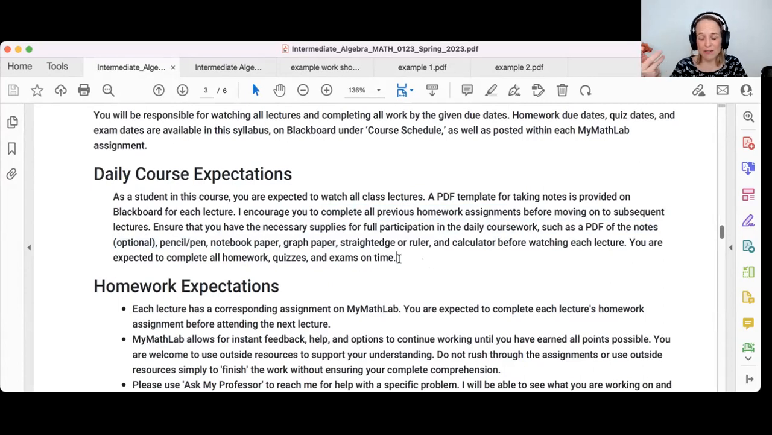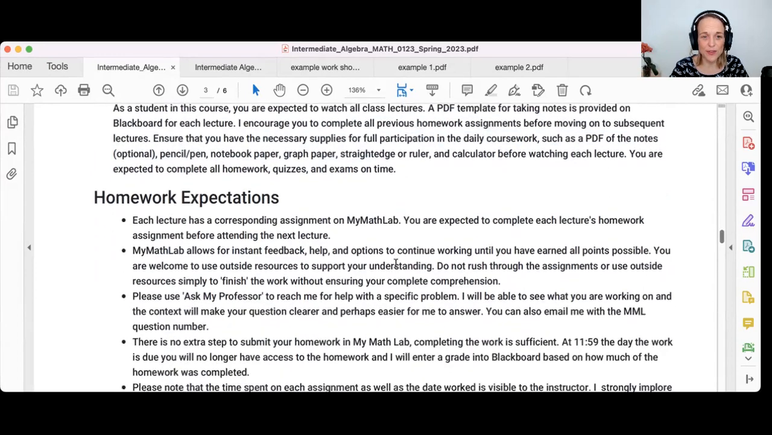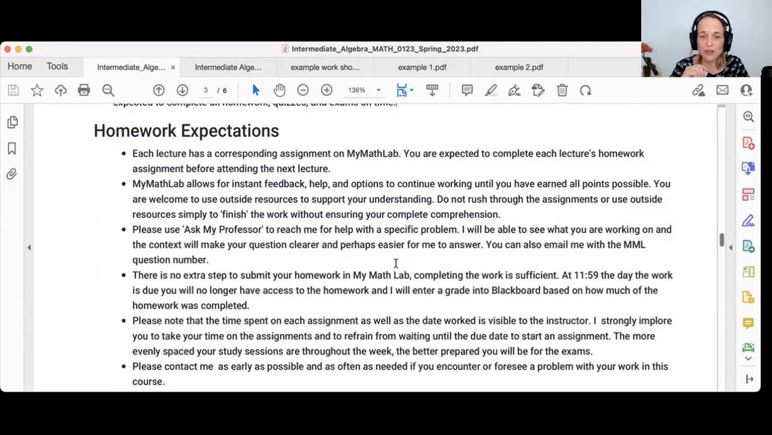Email me if you have a conflict with the schedule as it is set out, and we will go over the schedule, just like a key to the schedule, what each color means. All right, so complete each lecture's homework before you start the next lecture. And then you can answer each question as many times as you need. Don't rush through the assignments. Don't wait until the due date. Don't just finish the work without understanding it, okay?